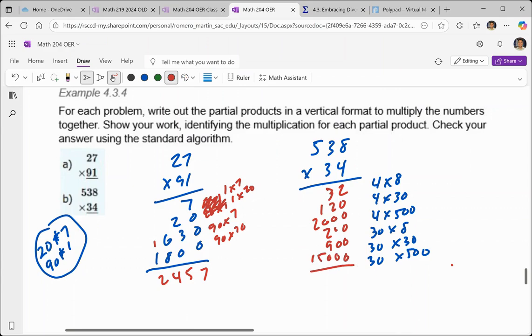And then you add it up. These are all zeros, right? So no, this was 240, 30 times 8. So 5 plus 4 is 9. 1, 2, 3 plus 9 is 12. 8 and 1. So we end up with 18,292.